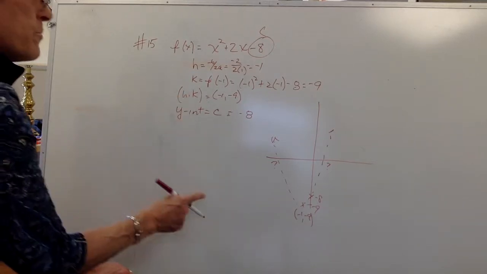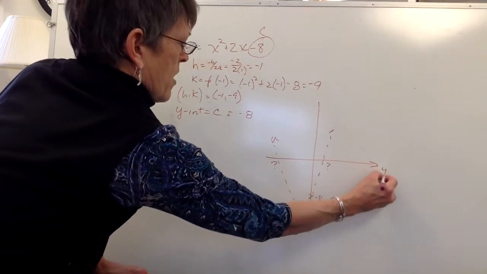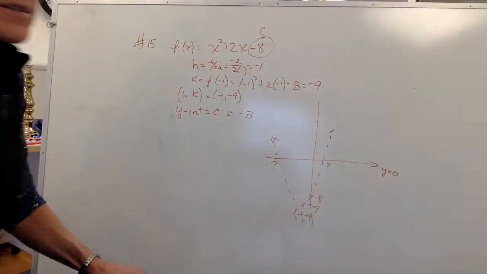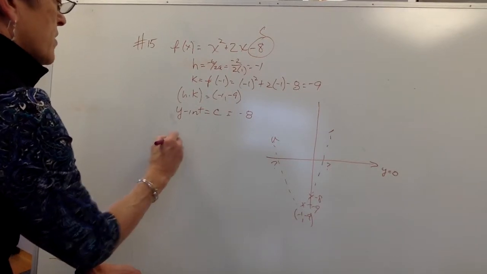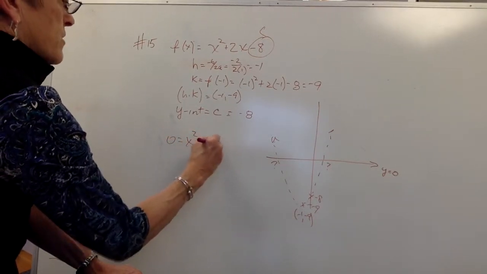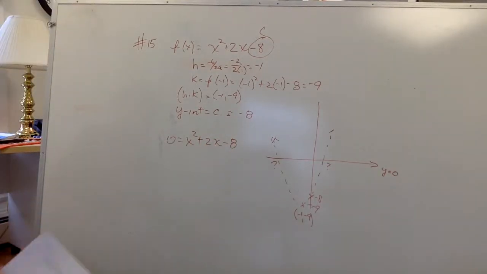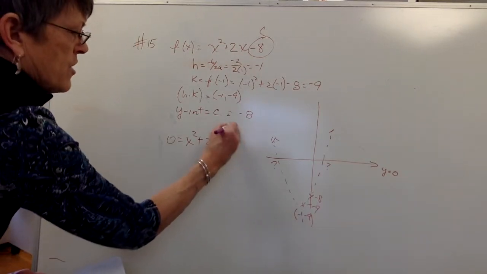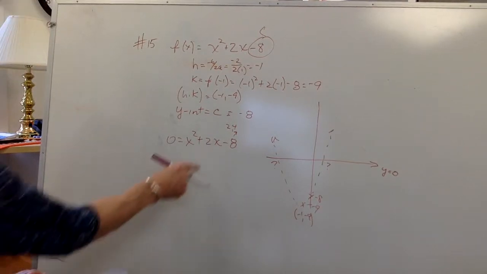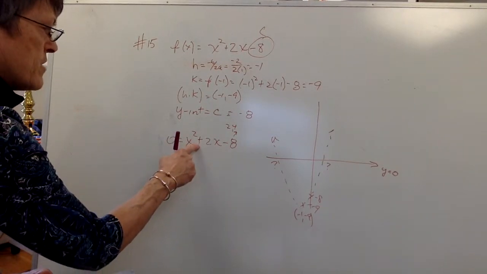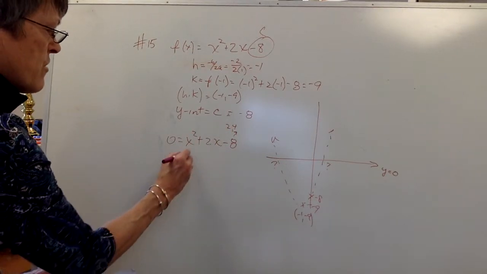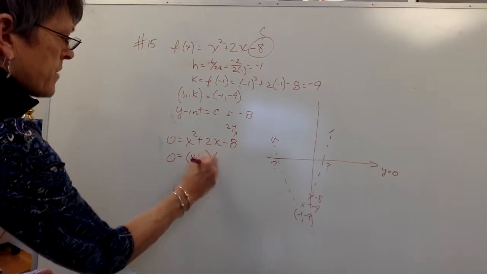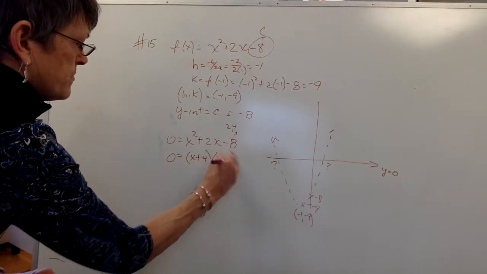So we can find those because this is the x-axis, where y is equal to 0. So if we substitute in 0 for f of x or y, we get 0 equals x squared plus 2x minus 8. Now, for a lot of you, it's easy to look at that and say, okay, that factors easily. The factors of 8 are 2 and 4, and the difference is 2, so that's going to work. And because the middle term is positive, the larger number will be positive. So that gives us 0 equal to x plus 4 times x minus 2.